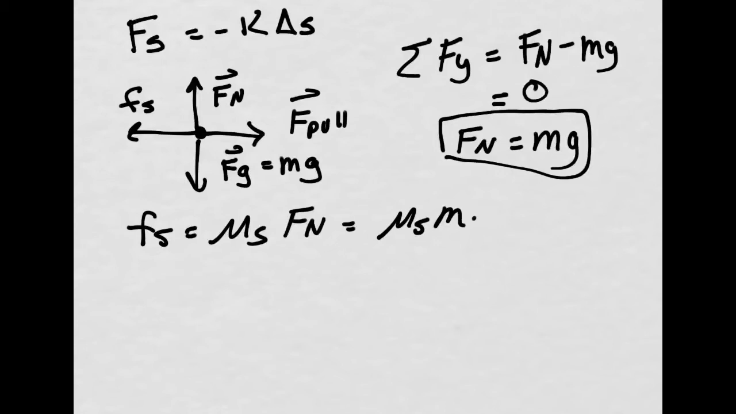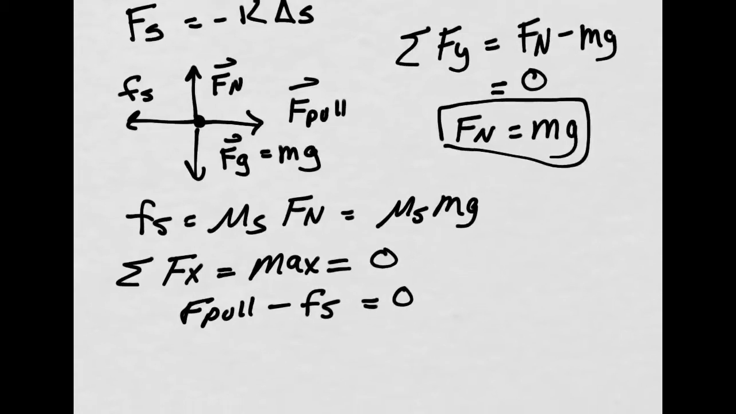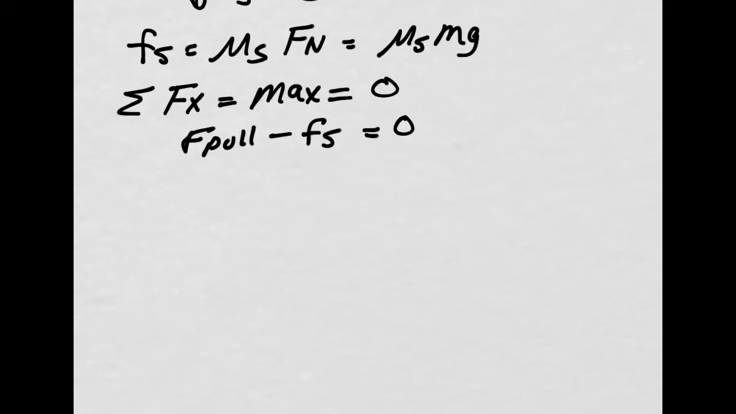mu s mg. So the sum of all the forces in the x direction is equal to max, which is equal to 0. And that is equal to the force of the pull of the spring minus Fs. That equals 0. So that means the force of the pull is equal to Fs, so mu s mg.